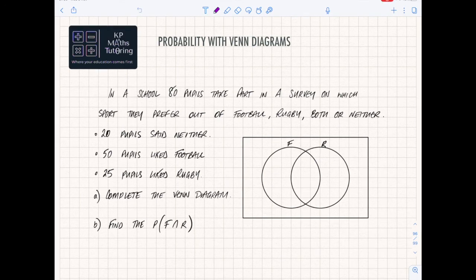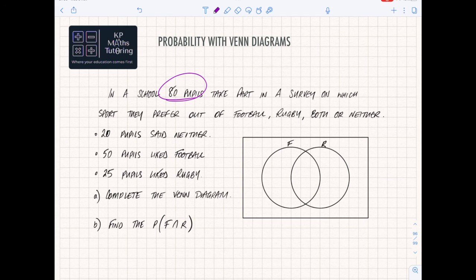Okay, so key thing to think about here is we've got 80 pupils. So that's important. We're going to need to know that the total of this Venn diagram is going to be 80. They're talking about which sport they prefer out of football or rugby. So football is this circle on the left and rugby is the circle on the right. Could be that they like both or they like neither.